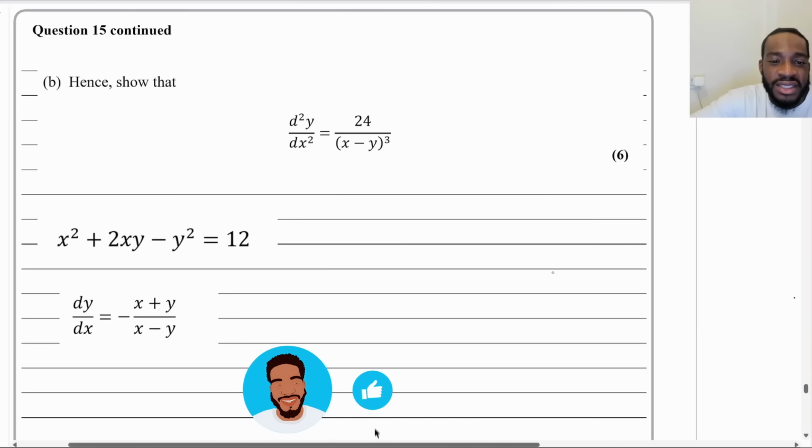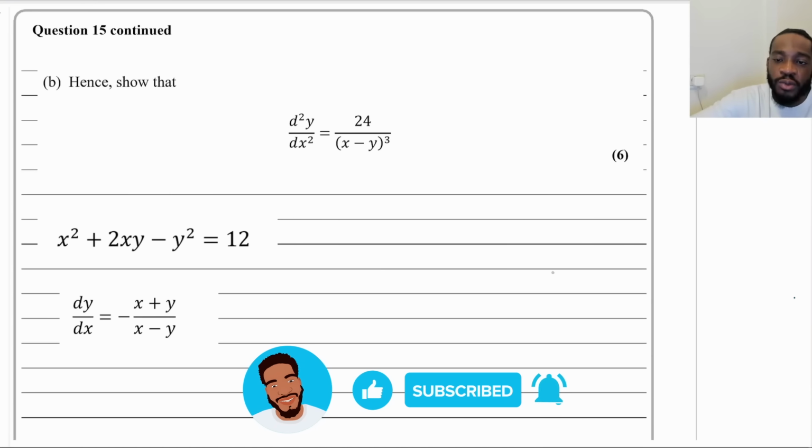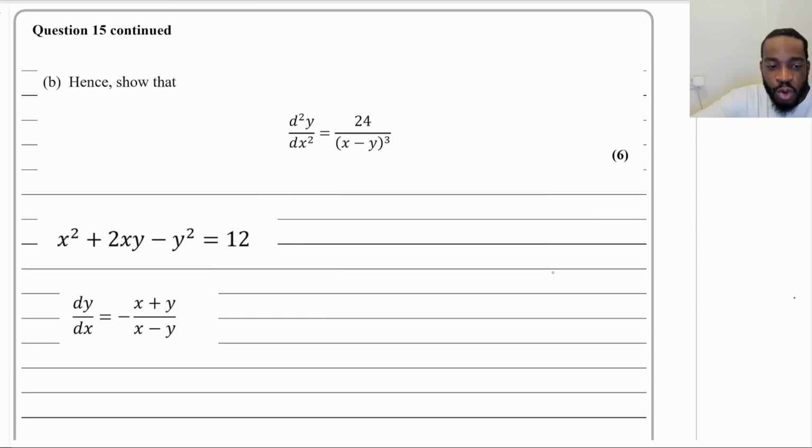All right, so part B says, hence show that d squared y over dx squared is equal to 24 over (x minus y) cubed for 6 marks. So I've just got what they've given to us in part A, the equation of the curve and the derivative. Obviously, if we want the second derivative, we just differentiate the first, right? So that's what we're going to start by doing, okay?